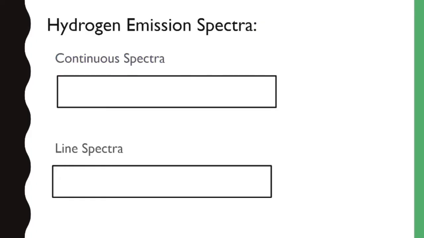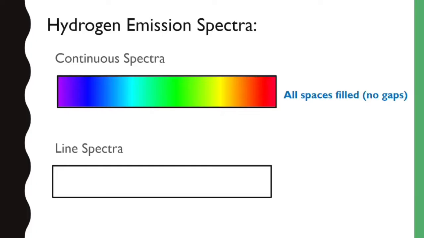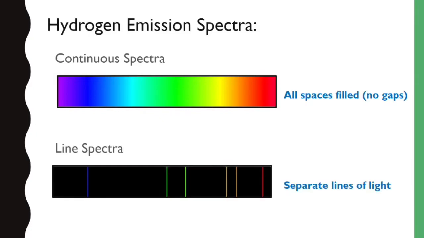If we look a little closer at these spectra, hydrogen emission spectra is not a continuous spectra. It doesn't have a continuous rainbow of color from one end to the other with all of the spaces filled in, every single possible variation of that color. A line spectra is going to be separate lines of light, and we might have different colors in those separate lines, but they're not continuous. I don't have every single possible shade of red, orange, yellow, green, blue, and violet.